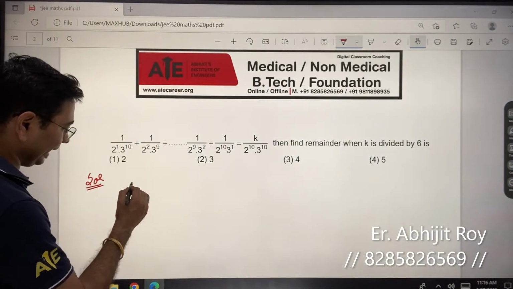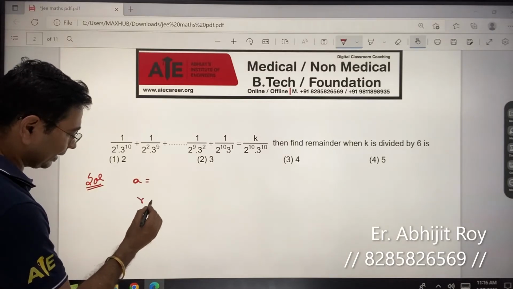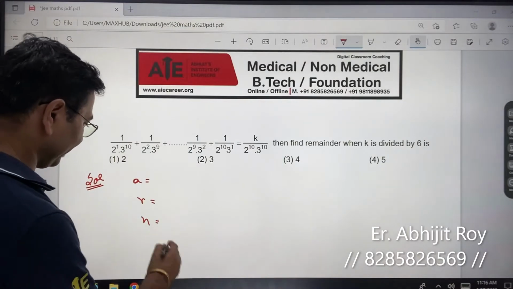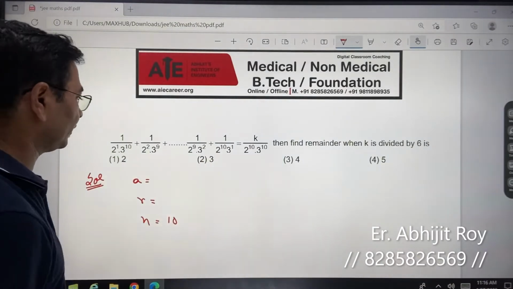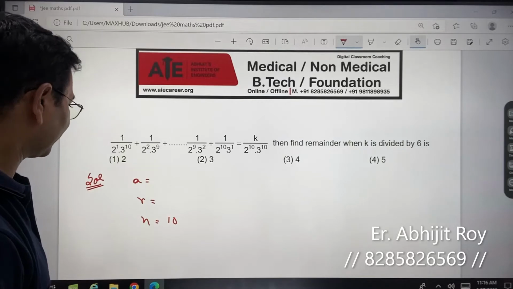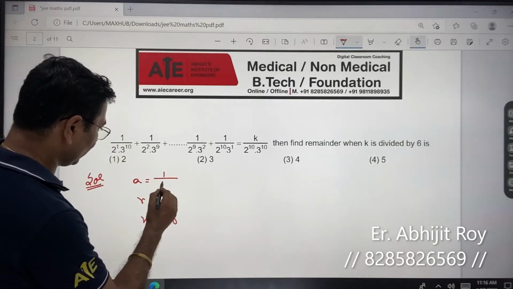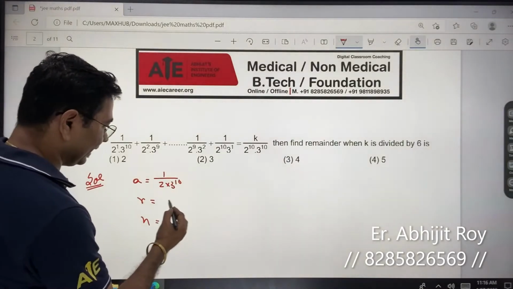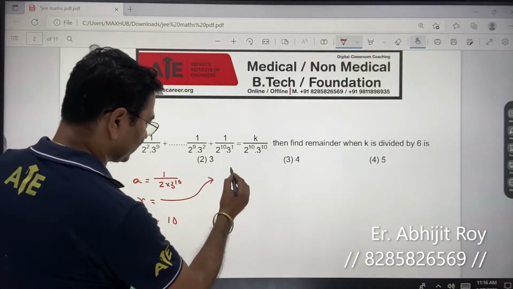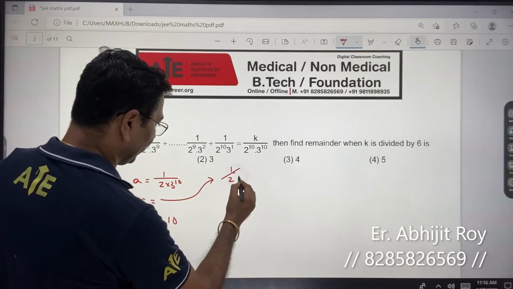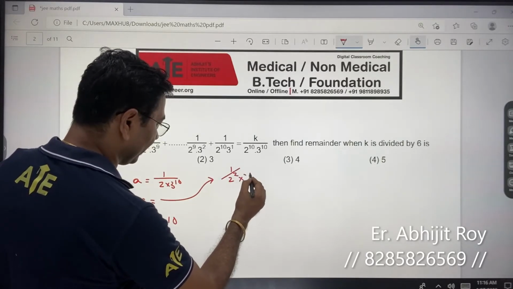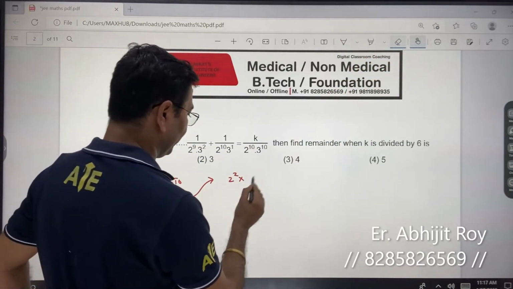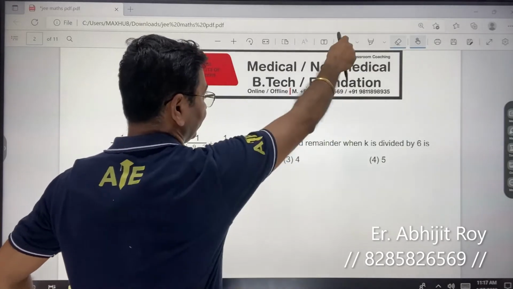But for that you need A, you need R and you need N. So N is nothing but N, the number of terms: 1, 2, 3, 4, 5. Now if you talk of R, it's the ratio, and your starting point is 1 by 2 into 3 to the power 10, which is your A. Now I need this ratio. So 1 upon 2 to the power 2 into 3 to the power 9. Let me write it in the division form.